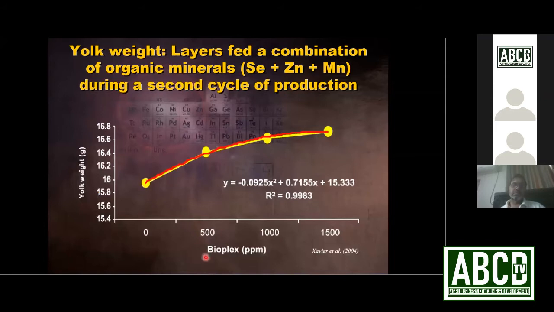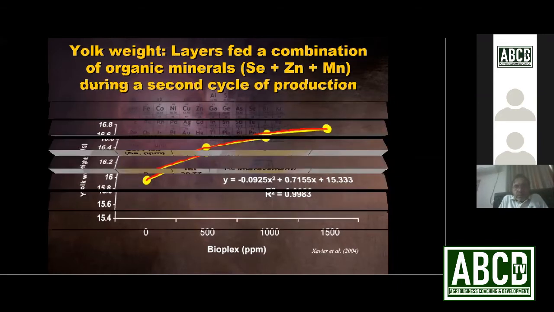This is one study in which Bioplex was used. In this case, it was a combination of selenium, zinc, and manganese. And the yolk weight was evaluated. It's not very much, but it's a little bit. It goes, let's say, from 16, maybe to 16.6, something like that, in the yolk. So if you have more substrate there, it will be better for the chick.